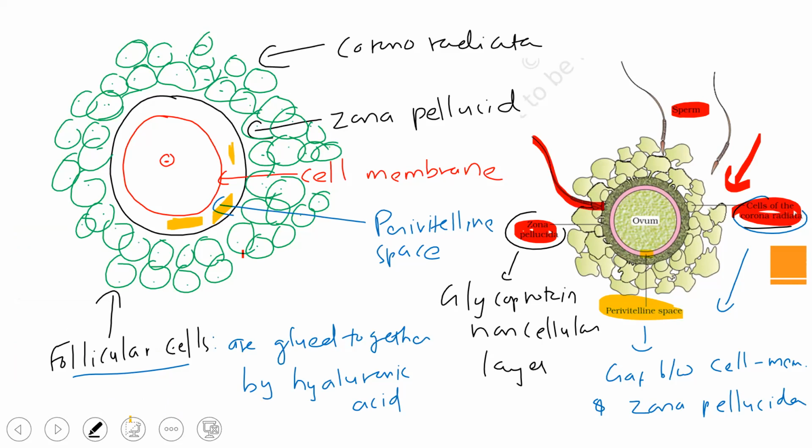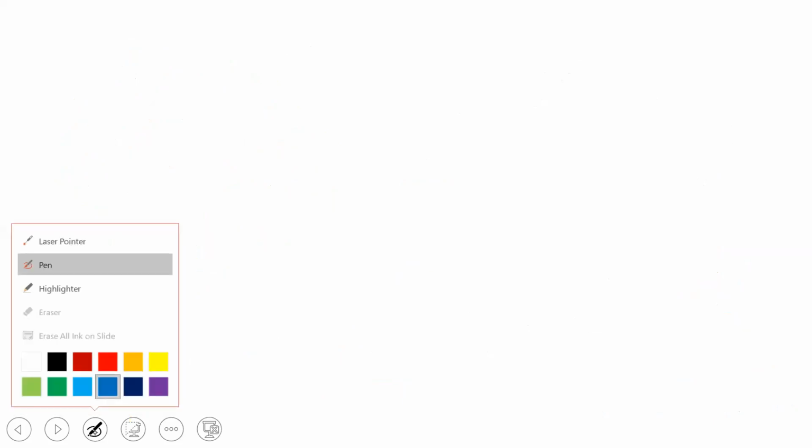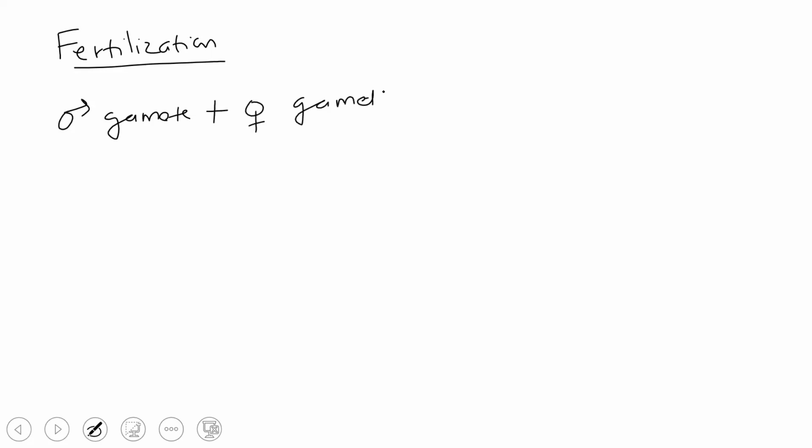So we will first discuss fertilization. Now, fertilization is what we call the diffusion of male and female gamete. Diffusion of male and female gamete is what we refer to as fertilization.